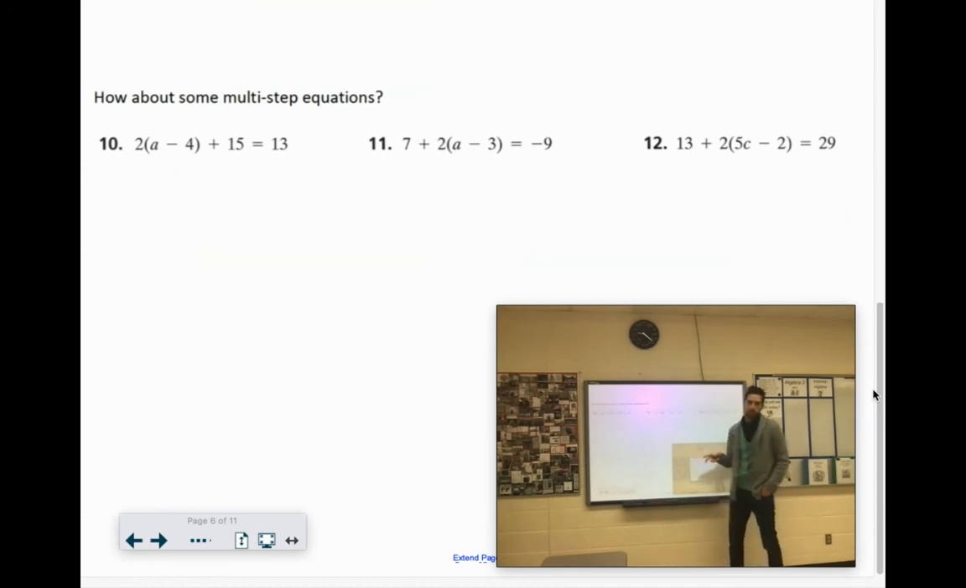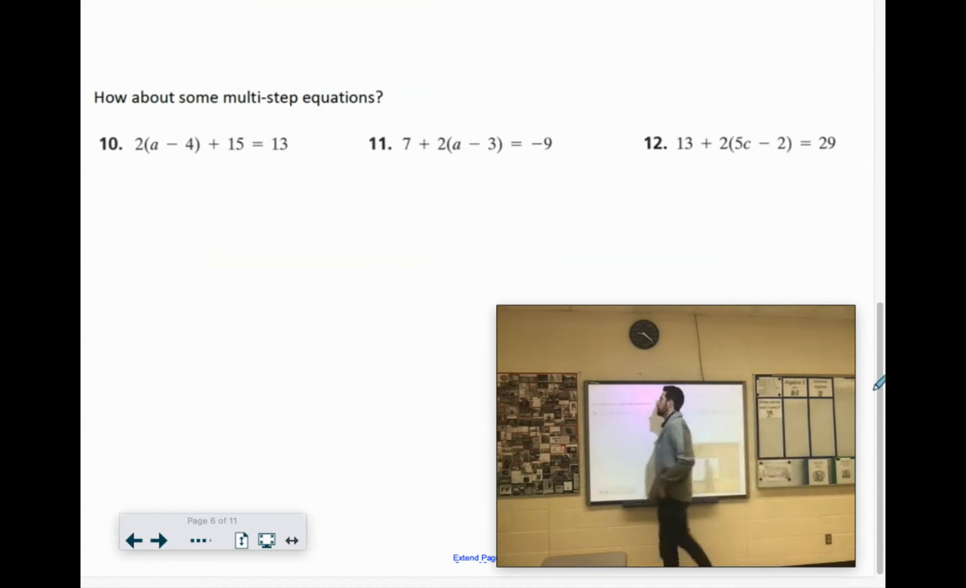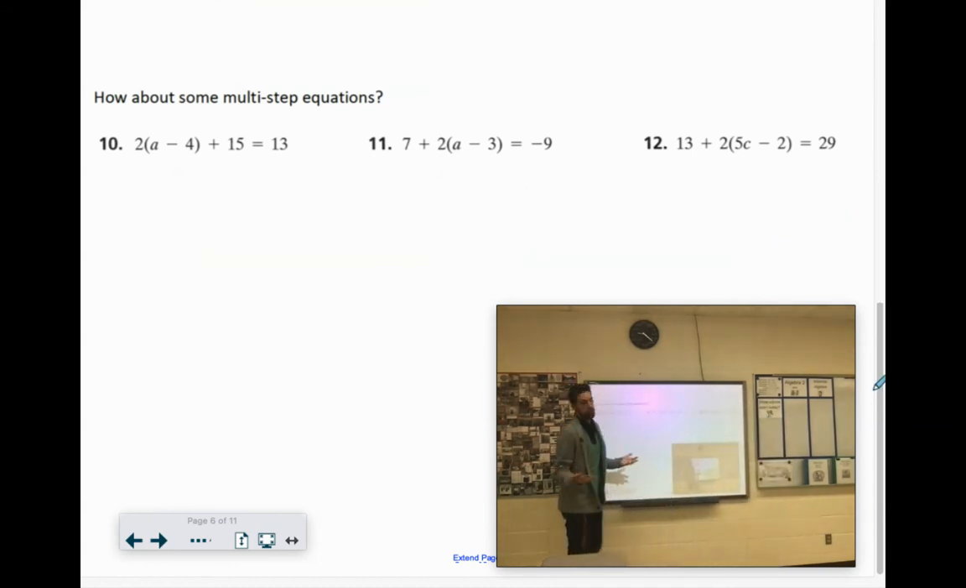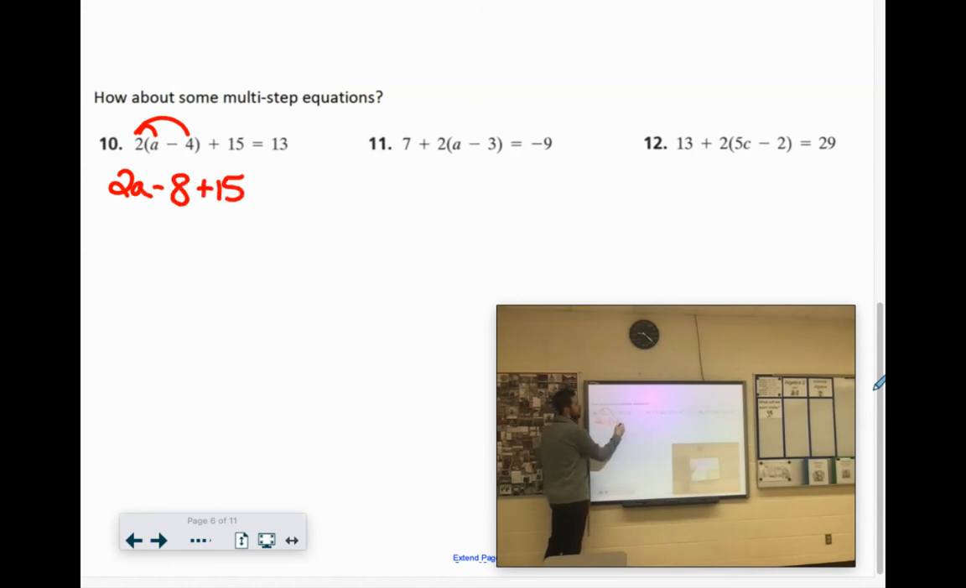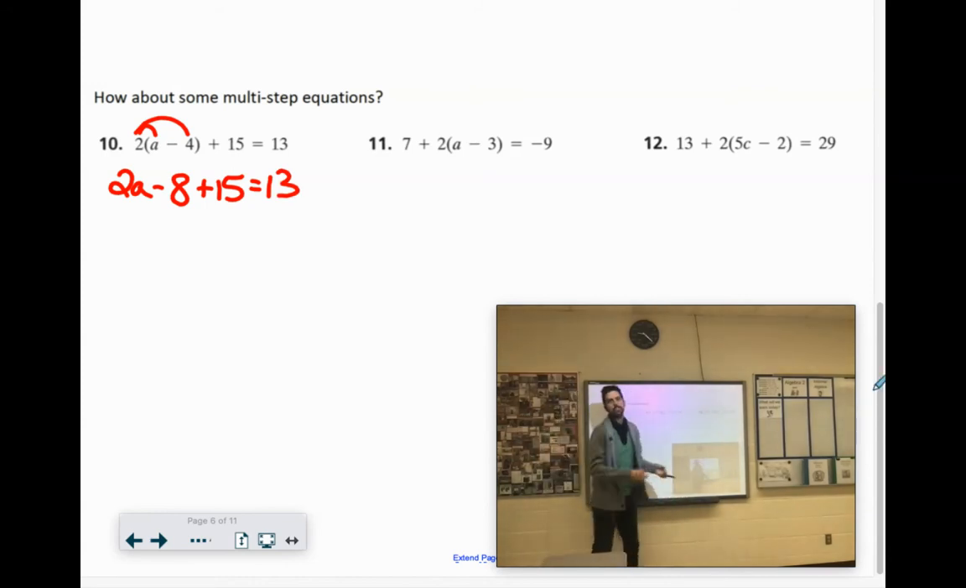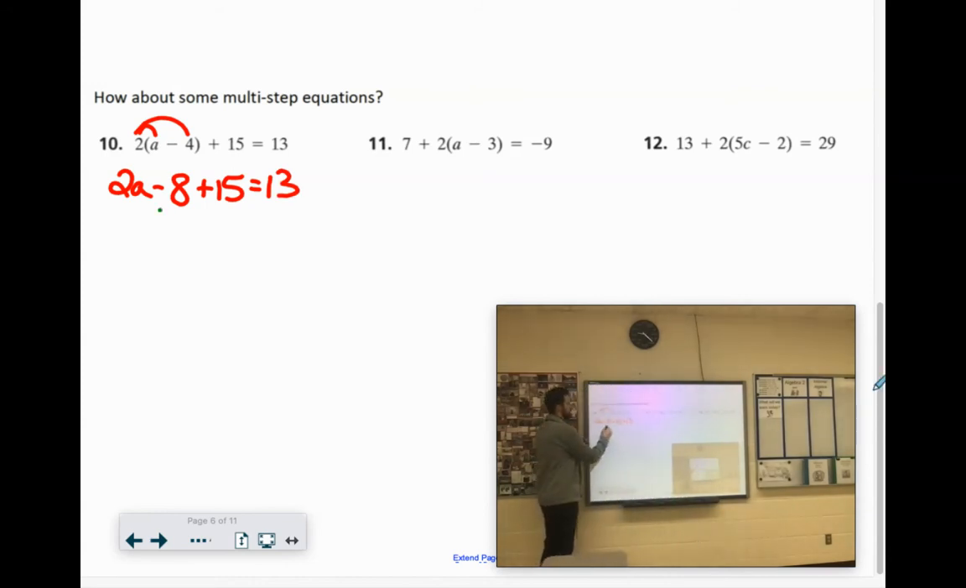All right, some multi-steppers. Remember, your first step is always to distribute if you can. So multiplying 2, 2 times a is 2a. 2 times 4 is 8. And then the next step says combine your like terms. So my like terms are going to be the negative 8 plus 15. So if I owe someone $8, but I have $15, I get to keep $7.